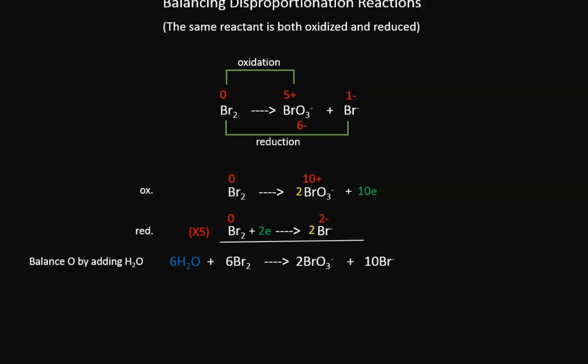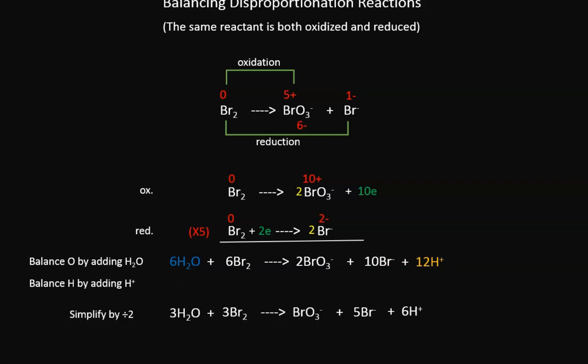That balances the oxygens, but it introduces 12 hydrogen atoms on the left. Remember that hydrogen can be balanced by adding hydrogen ion, so we add 12H+ on the right. The equation is now balanced, but notice how the coefficients are all even numbers and can be simplified. We should do this by dividing by 2. This is our final balanced equation.